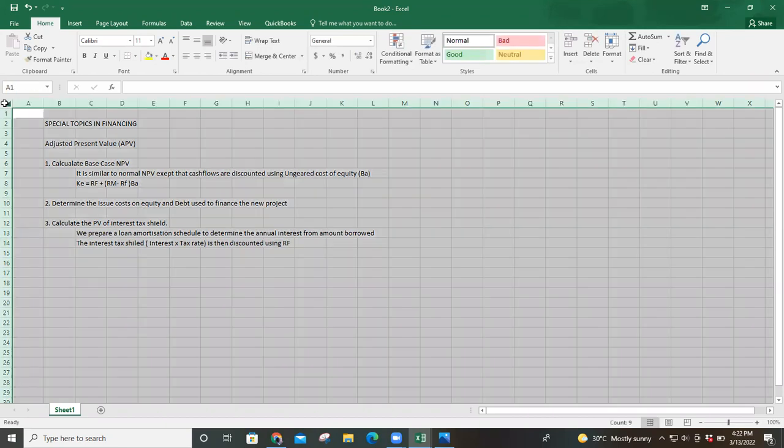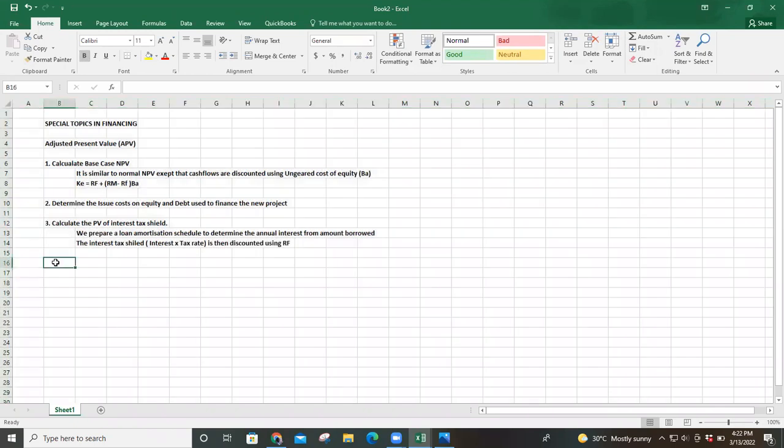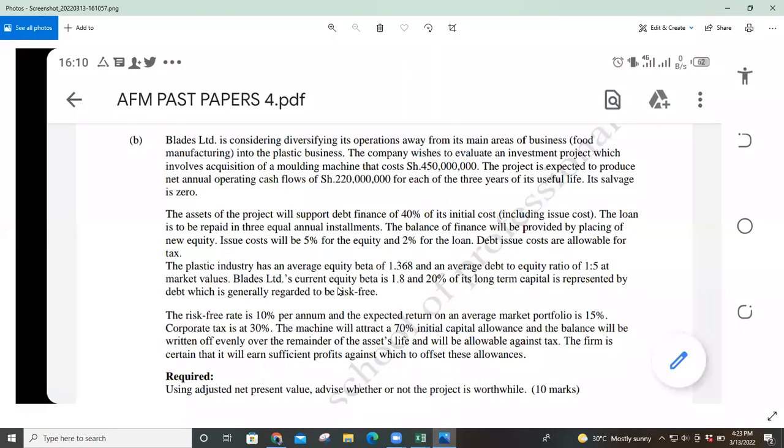So let's have an illustration on one tested in June 2013, question 3B.